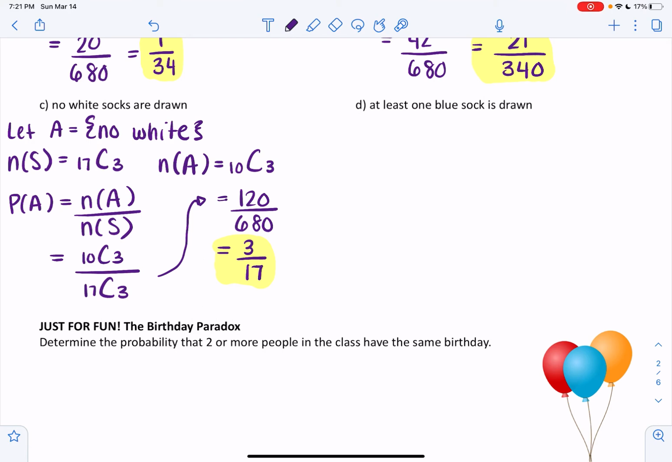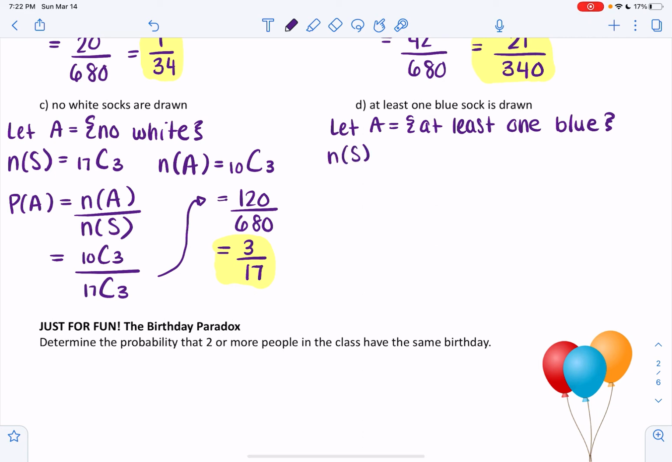Now for example D, what is the probability that we have at least one blue sock? So we'll start by defining our event. Now be mindful of the wording here. It says at least one blue. Now this means I could have 1 blue, I could have 2 blue, or I could have all 3 being blue. So we have a few different cases that we need to consider here. So to start, our sample space is still 17 choose 3.